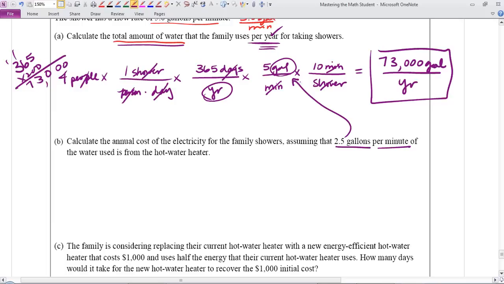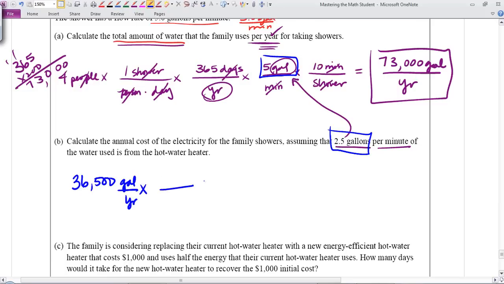So what's half of 73,000? Now, you can work it out and put it all into dimensional analysis if you want, but a little common sense can go a long way in getting you started. Expect easy math. Be on the lookout for simple relationships. Okay, 5 gallons per minute, 2.5 gallons per minute. Hey, that's a half. So I can cut this in half. So that's 36,500. Do the math longhand if you must. Gallons a year that are going to be heated.